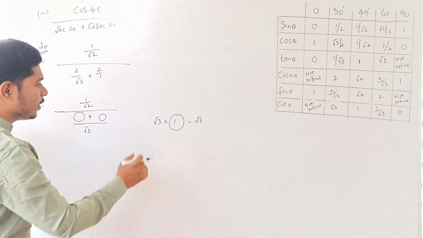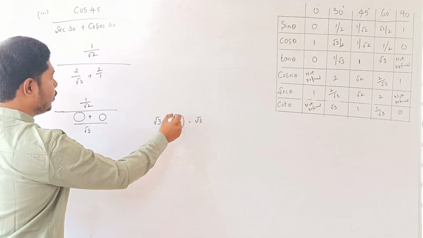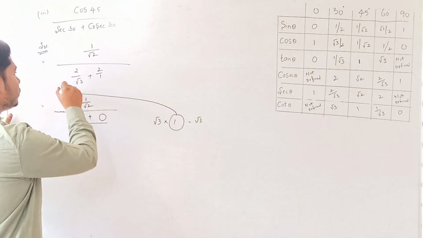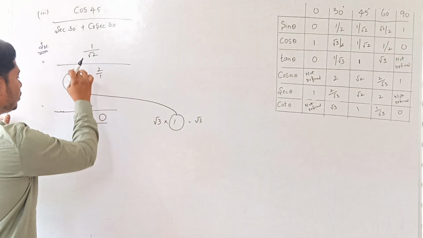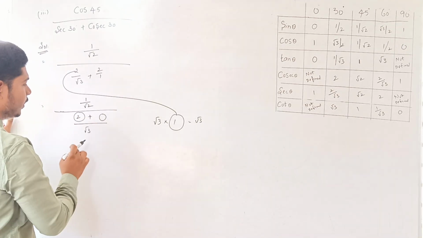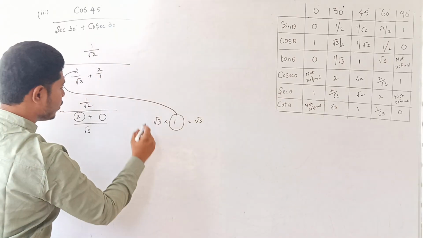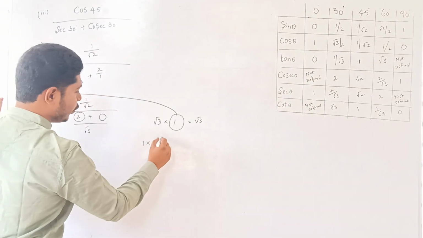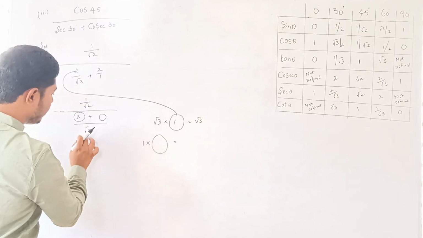So with this 1 we have to multiply this 2. 1 into 2, 2. Then what do we have to get here? See, this 1 we have to keep here. We have to place some circle and we have to keep root 3 here.